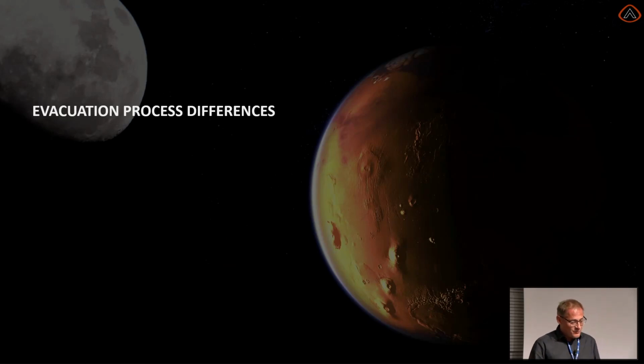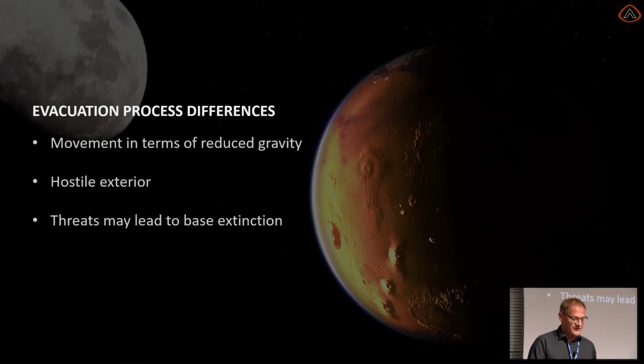So, the evacuation process differences. The evacuation process in its basics is similar to Earth. But there are three fundamental differences. First is movement in terms of reduced gravity. And second is that you have a hostile exterior and you have no place to escape to. And any threat may lead to base extinction.